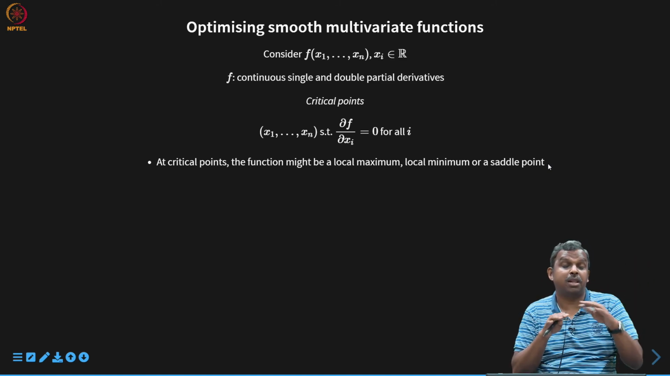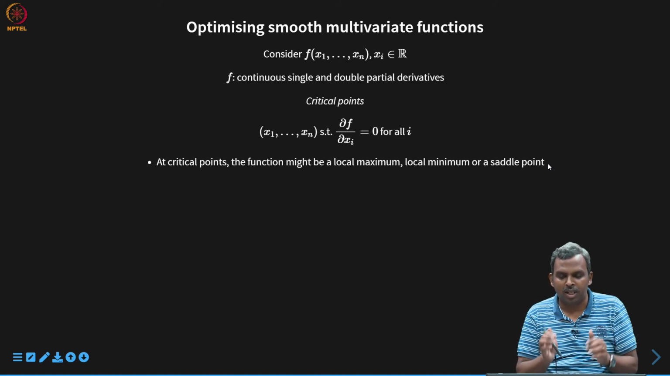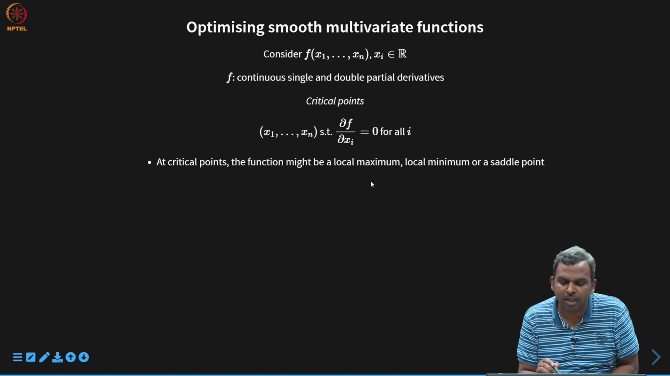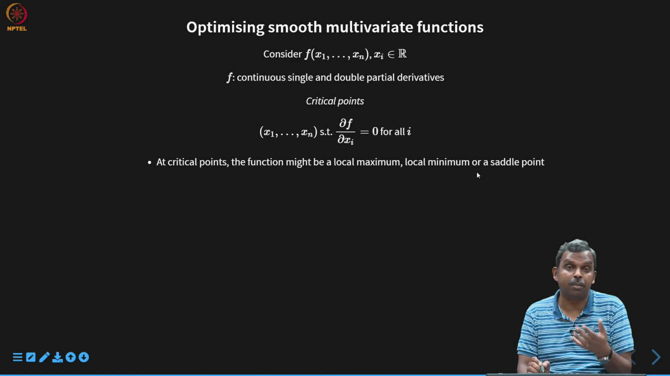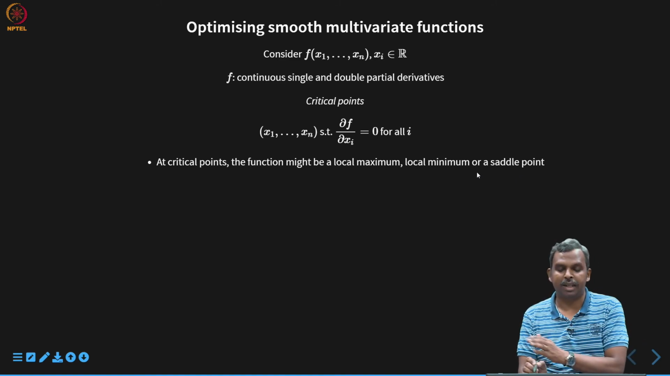In general points, the partial derivatives may not vanish, so there's no flat behavior in the neighborhood, but it's not a maximum or a minimum. So this classifying critical points into maximum, minimum, and saddle point is very important. You need to get a sense in your function of multiple variables how it behaves in different points.